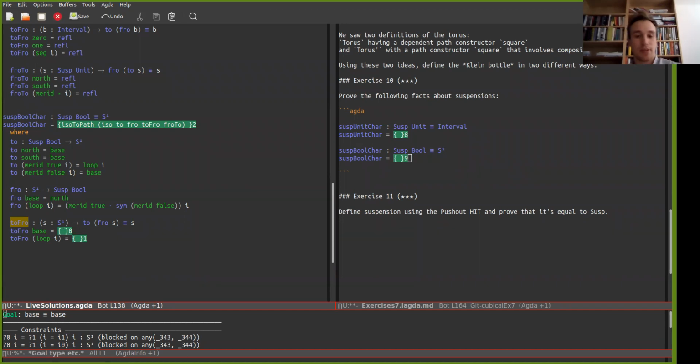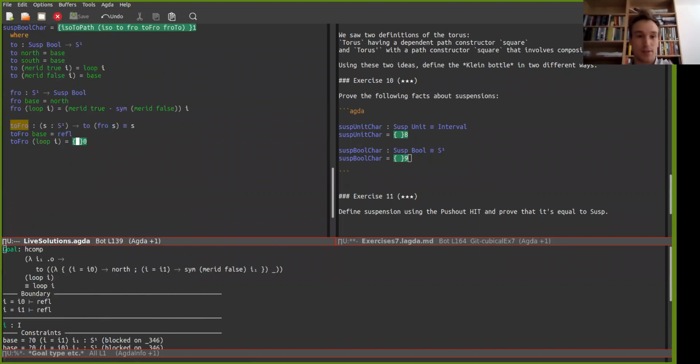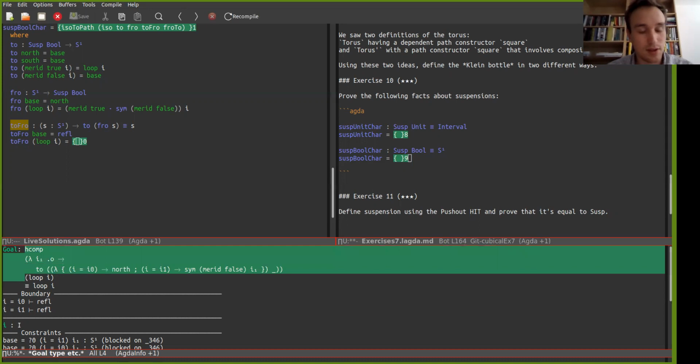But okay, if we have to prove that base equals base, well, we could do loop, but let's just do refl here. And this is where things get tricky, right? Now this looks scary. So you might wonder where this thing comes from.